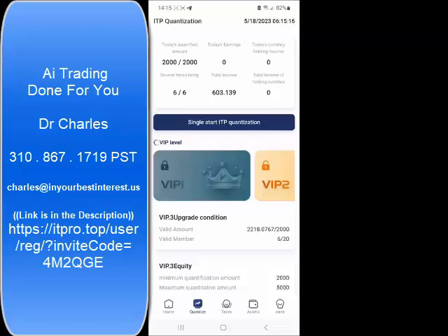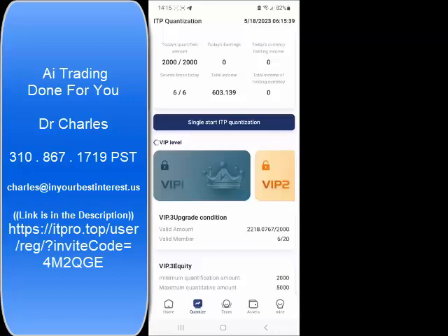At the top and in the middle, you'll see today's earnings. At the moment, it's at 0 because I haven't done a trade yet. Below that is total income. I've got $603.139, which is since I began, roughly about 3 weeks ago now.